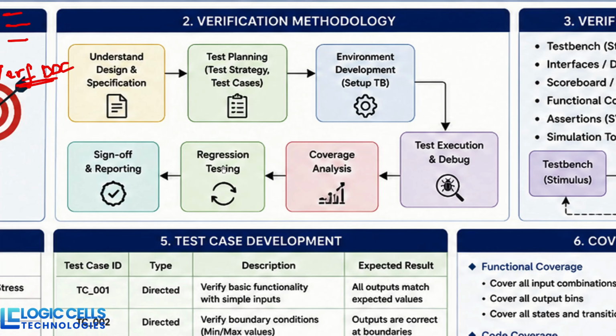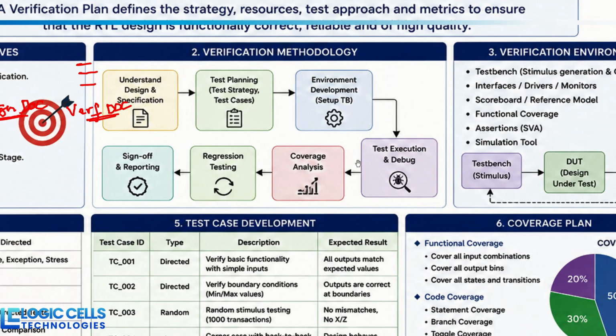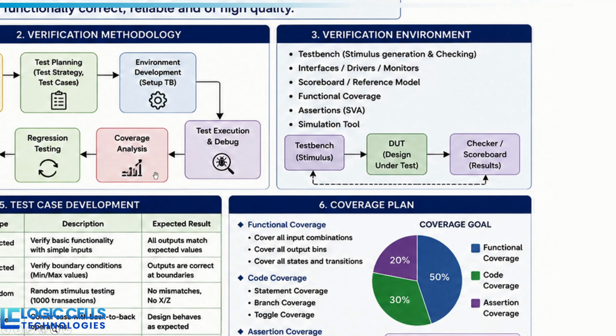That's why multiple times you will be running the same test case that takes different values every time from the randomizer. So your DUT may fail in some corner cases. For a particular data, your DUT may fail. That will be identified in the regression. Then sign off and reporting is that it is verified. You can take it further for the next step. So that is your verification methodology.